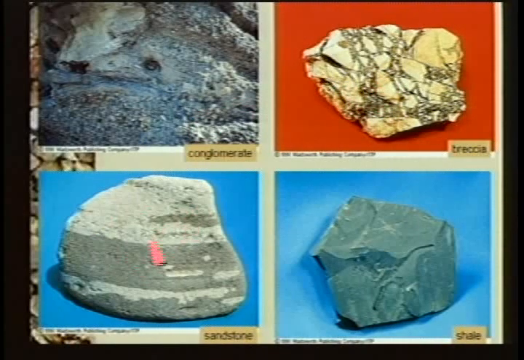Here we have sand-sized particles that have been compacted and cemented to form a sandstone. And finally over here, you can't even see the individual particles. They're too small. They're clay size. This would be forming a shale. I do have a couple of rocks to show you. We'll move them over here.